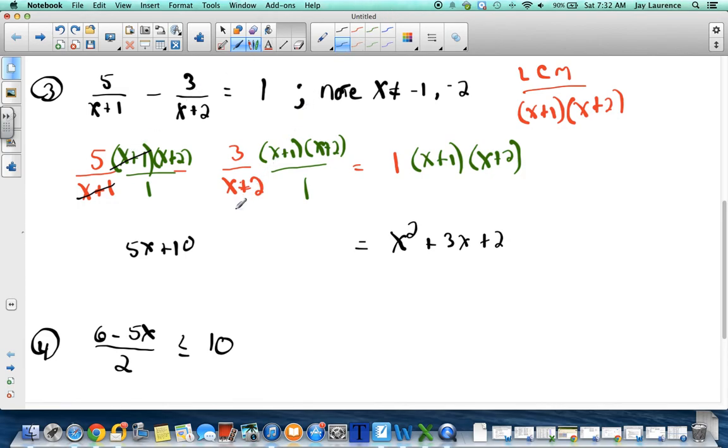All right, over here on this one, the x plus 2's are going to cancel out. And then I'm going to distribute the 3. So I'm going to get a positive 3x plus 3. All right, I'm going to combine like terms on the left-hand side. It looks like I'll get an 8x plus a 13. And that's going to equal an x squared plus a 3x plus a 2. Okay, I'm going to take this as far as I can.